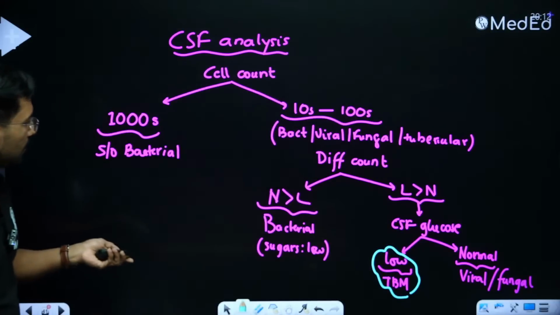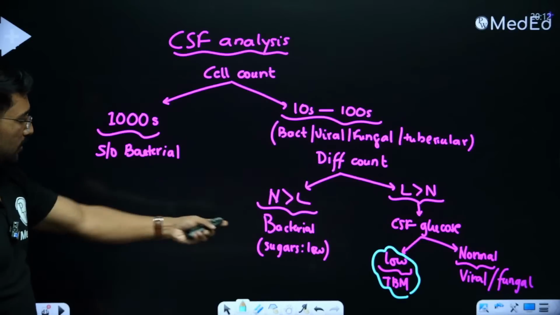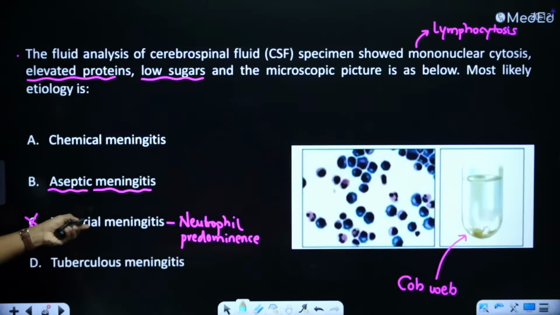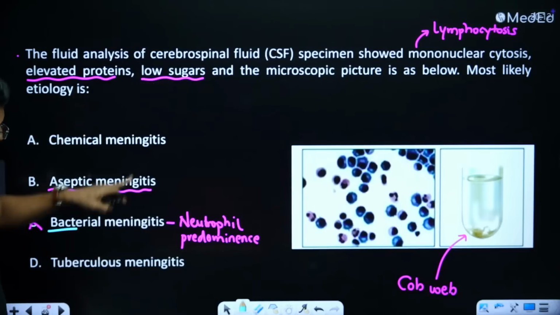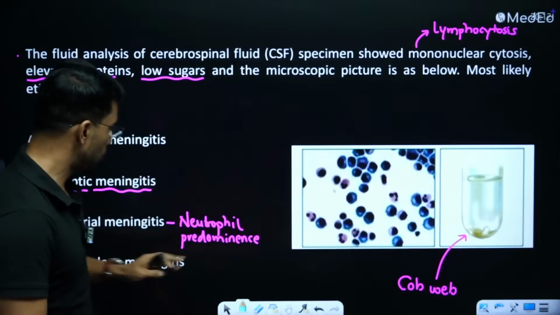So in this question, all the necessary clues are there. Lymphocyte predominant it is. So it is not bacterial. We have already ruled out the bacterial. But now aseptic or tubercular, low sugars are going in favor of tubercular. The SI is going in favor of tubercular.